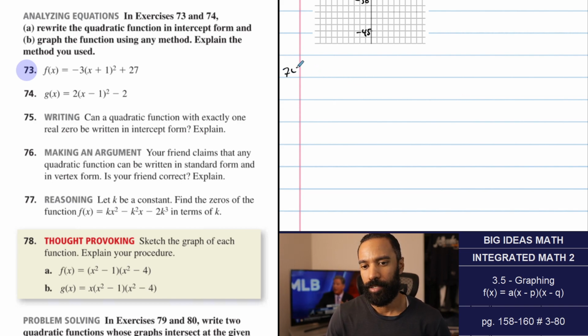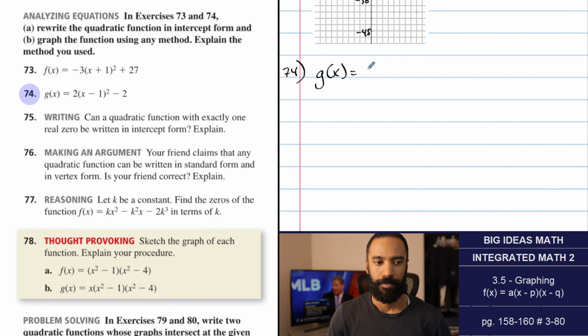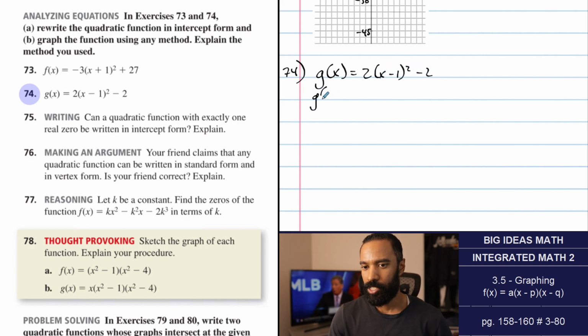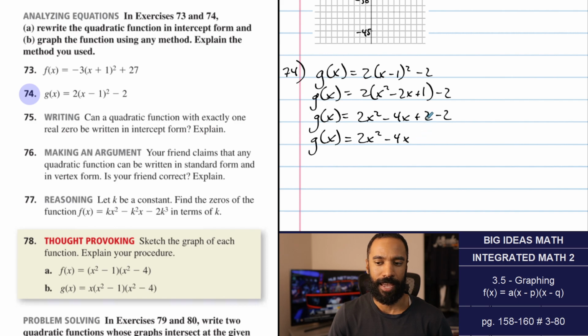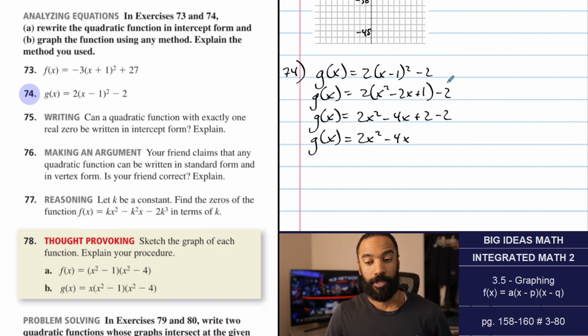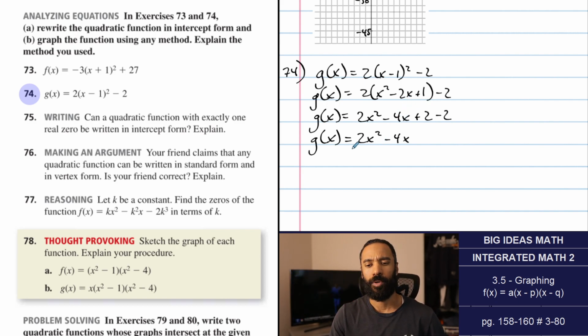Number 74. G of x equals 2 times x minus 1 quantity squared minus 2. Let's expand that. That'll be 2 times x squared minus 2x plus 1 minus 2. Let's distribute the 2. We get 2x squared minus 4x plus 2 minus 2. And this will give you 2x squared minus 4x plus 0, right? I don't have to write plus 0, but the plus 0 would also mean what? 0 is the y-intercept, so we'll note that.